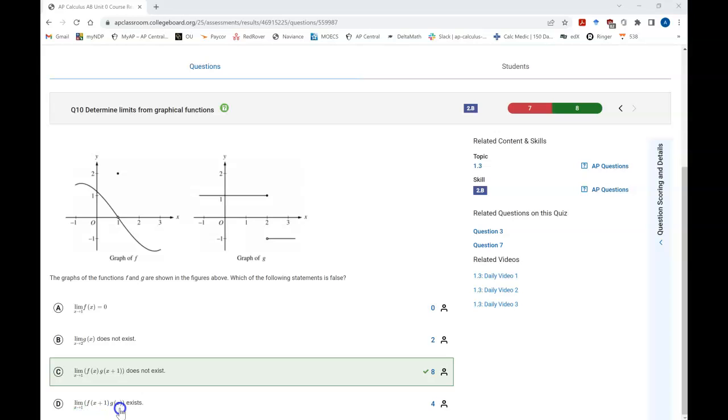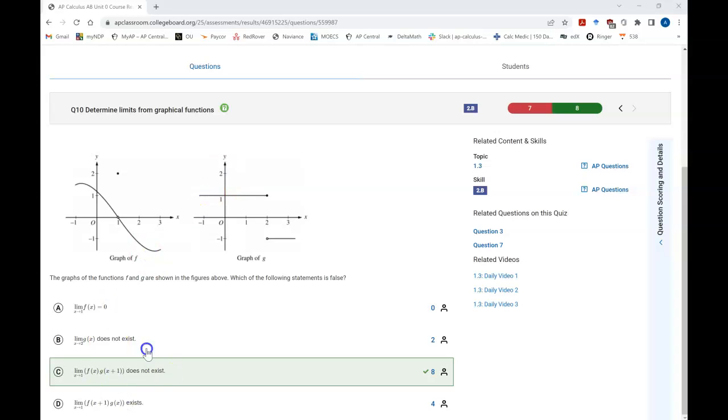And the last one here says the limit as x approaches 1 of f of x plus 2 times g of x plus 1. So f of x plus 1 is just at 2, so that looks like the limit would be negative 1. It certainly exists there. And the limit of g as x approaches 1, well, that looks like just 1. That certainly exists there.